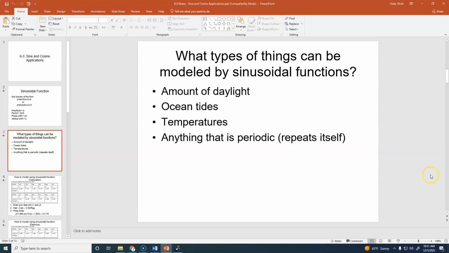But they follow a generally sinusoidal pattern. Temperatures throughout the year are generally going to be sinusoidal in most areas. Colder in the winter, warmer in the summer, colder again in the winter, and that's going to follow a sinusoidal function. And so there's lots of things that you could apply this to, right? Basically anything that you see happening in a cyclic fashion may apply.